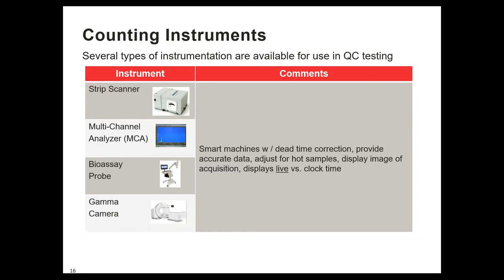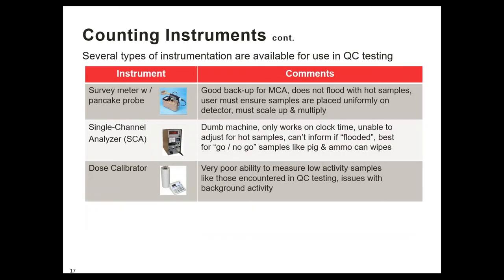But these are what I call smart instruments. There's dead time correction. They can accommodate very high count rates, adjust for hot samples, and display images of what you're looking at. They can distinguish live time versus just chronological time or clock time.